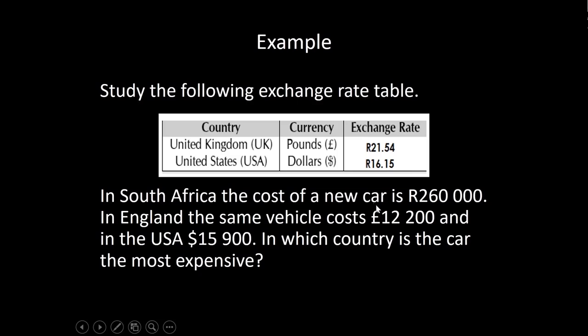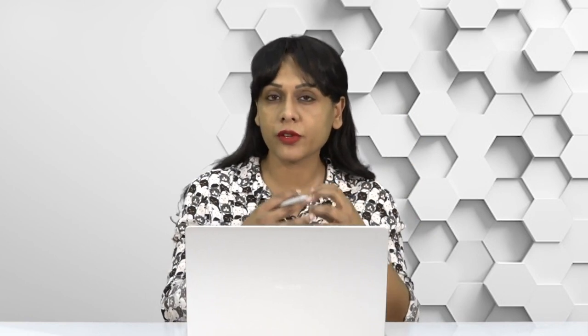So in South Africa, the cost of a new car is 260,000 rand. In England, it costs £12,200, and in the USA you're looking at $15,900. In which country is the car the most expensive? Now, just as you deal with any units, they have to be in the same unit for you to compare them. So if I'm looking at dollars, pounds, and rands, I cannot do a direct comparison until I convert them all to the same currency.